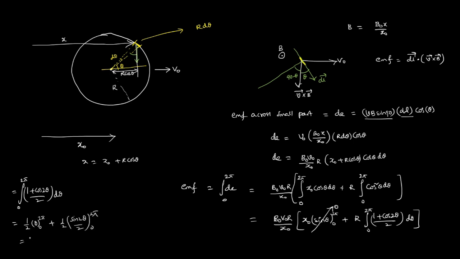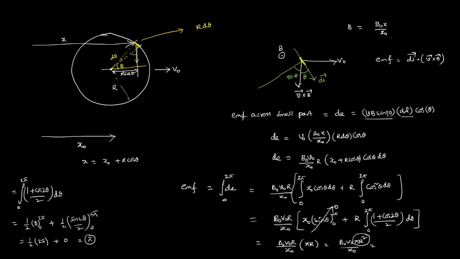Then what is the value? This is 1 by 2 into 2 pi, the theta value, plus sine 2 pi, sine 4 pi you will get 0. Again sine 0 is 0, so the total term goes to 0. So ultimately this value is pi. So I can write this value as b naught v naught r by x naught multiplied with, r is there and this entire integration value is pi, so I'll get pi r. So I'll get b naught v naught pi r square by x naught. This is the beautiful thing.